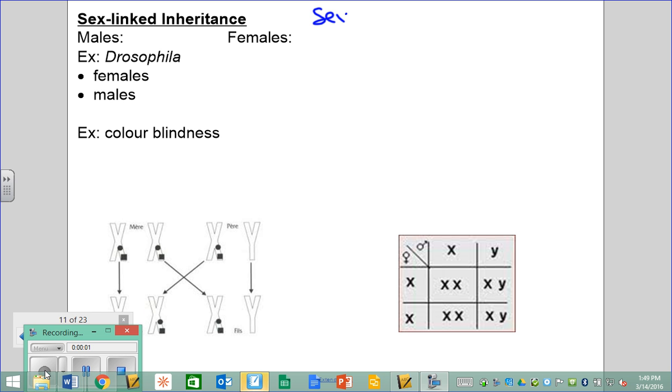You have sex chromosomes, which are some combination of X and Y. You also have autosomes, which are chromosomes 1 to 22 for a human. Everything that we have discussed so far is inheritance if the gene was on an autosome, on chromosome 1, 2, 3, 4, 5, 6, 7, all the way up to 22.